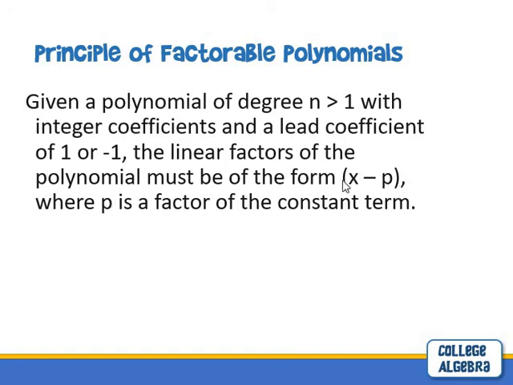Okay? So if you multiply out a bunch of factors that look like this, x plus or minus something, the x's are going to go together to give you the leading term. So if you're going to get a 1 or a negative 1, they have to just be x. And then the p's will all multiply out to give you the constant term. And you'll have all the middle terms as well, but it has to be that they're all x minus p, where p divides into the constant term. So that can help you guess factors sometimes.